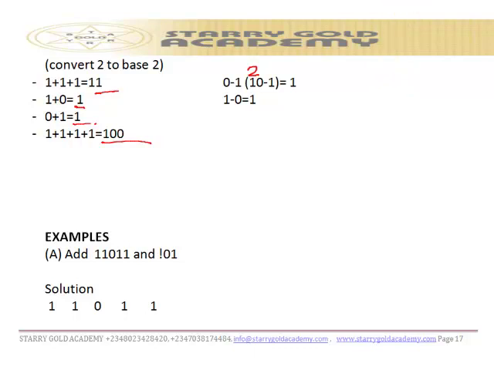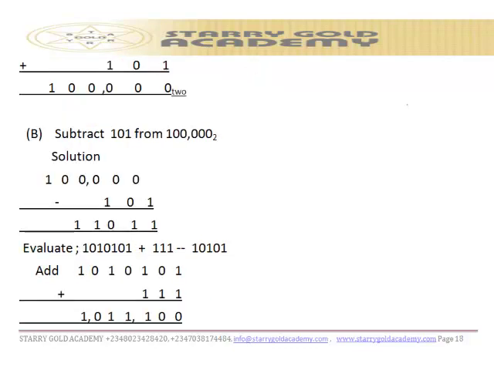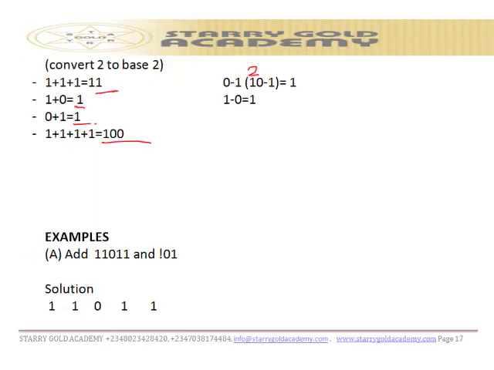So now let's do some additions. Let's rock these binary numbers. First question on addition: add 1101 and 101. We're supposed to add this together.